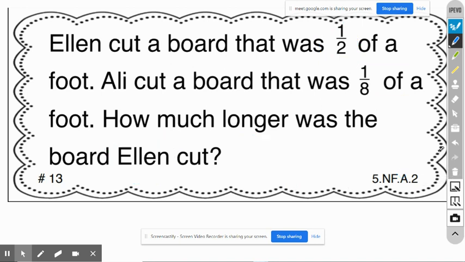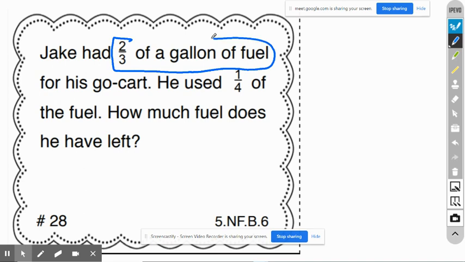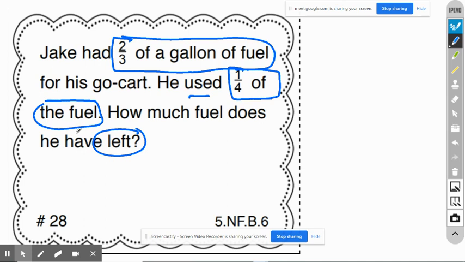Okay. All right, let's try another one. Jake had 2/3 of a gallon of fuel for his go-kart. He used 1/4 of the fuel. How much fuel does he have left? What operation am I using here based on the wording? I see quite a few hands going up now.